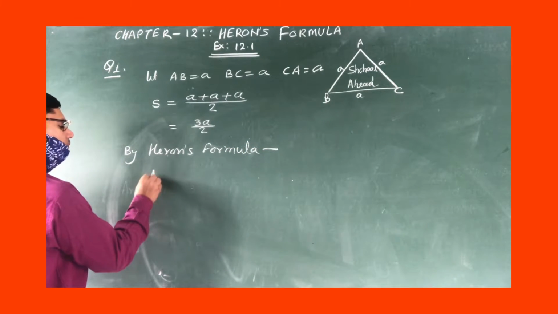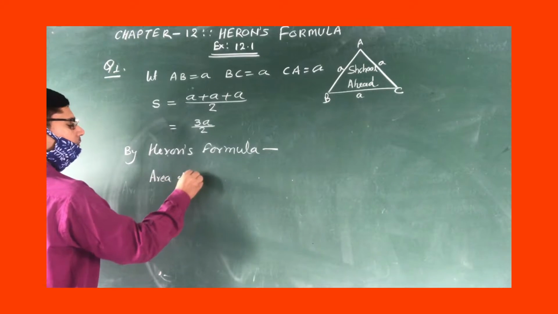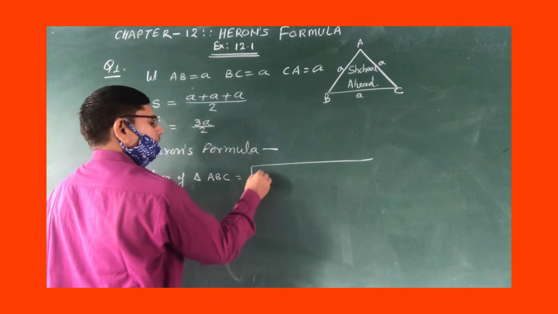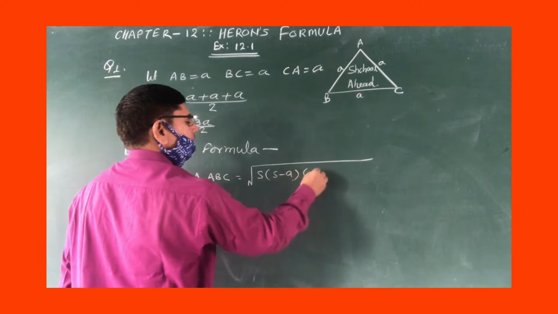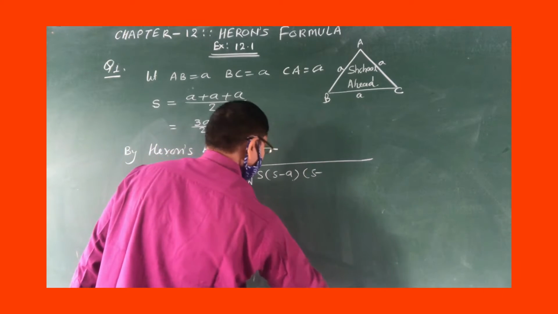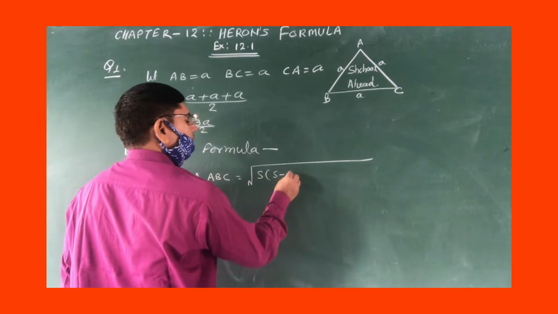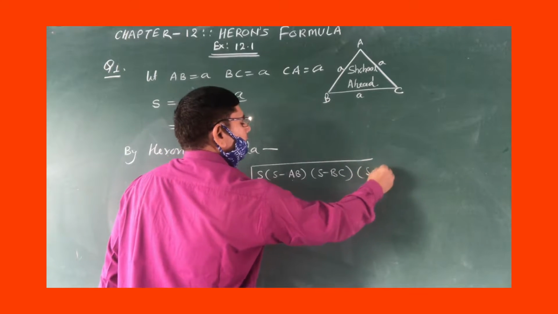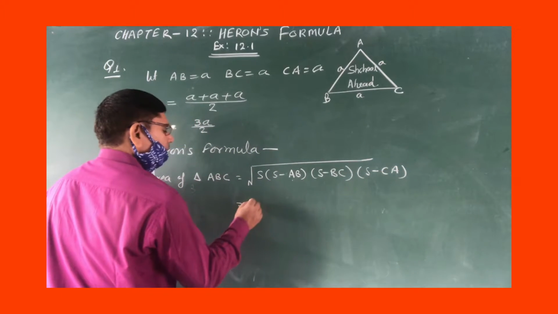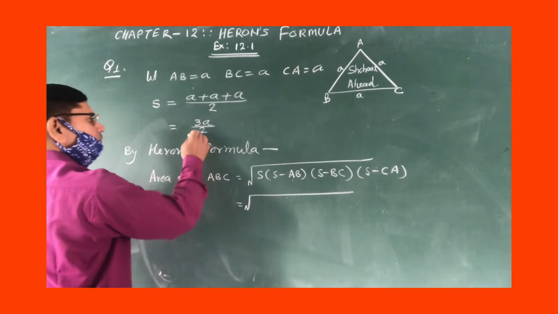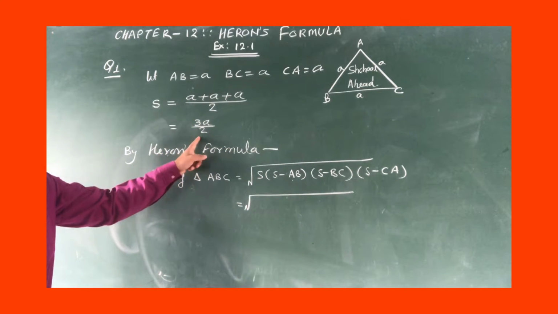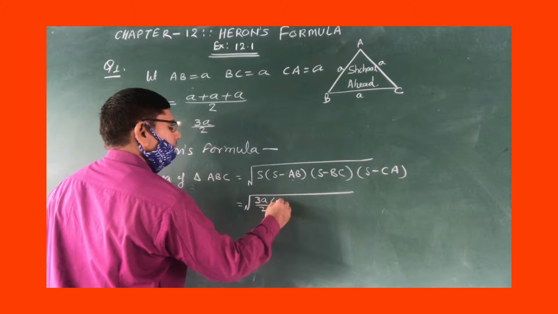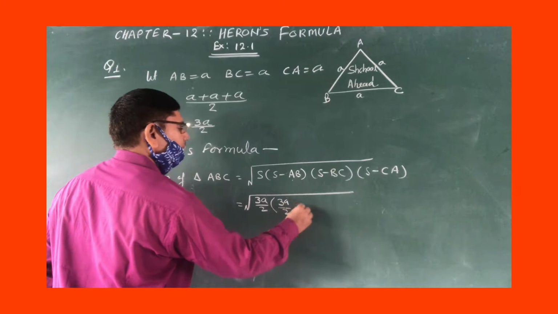that is, area of triangle ABC is just like that, under root S into S minus A, S minus B, S minus C. So here you can also write it this way: S minus AB, S minus BC, and S minus CA. So dear, the value of S you have found already. This is 3A by 2.